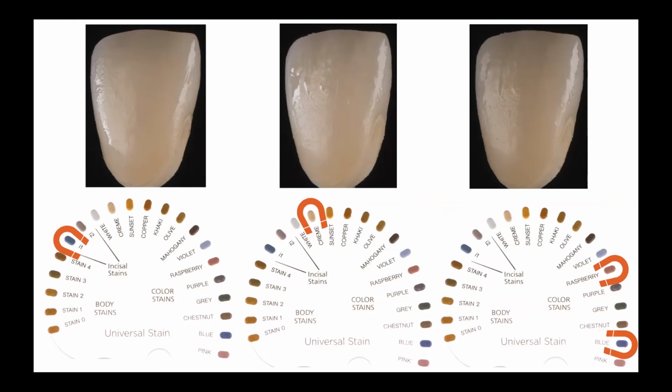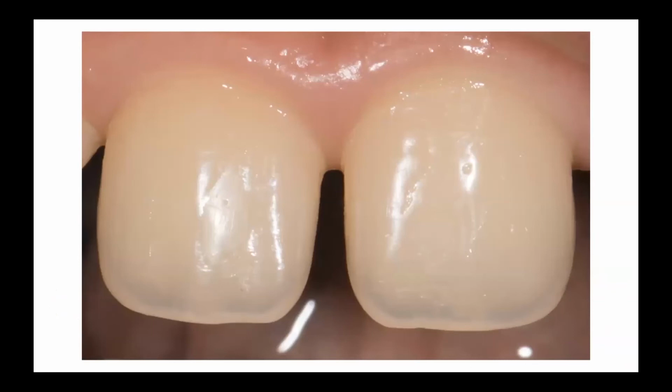And after that, we can emphasize the enamel edge to make an illusion of transparency with the help of my favorite mixture of red and blue. In our system, they have names as blue and raspberry.